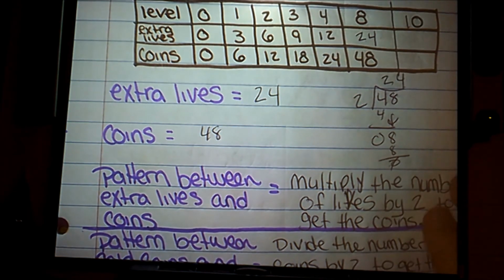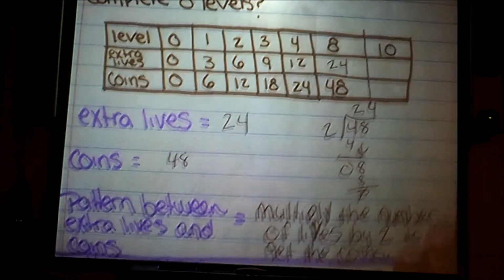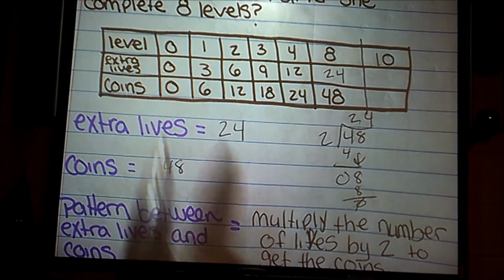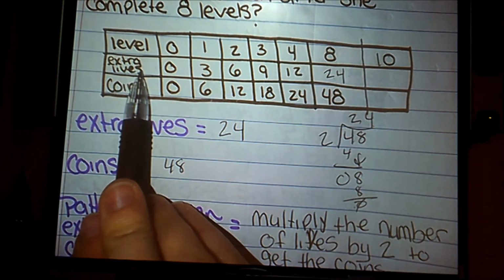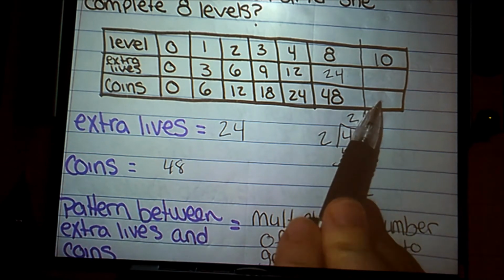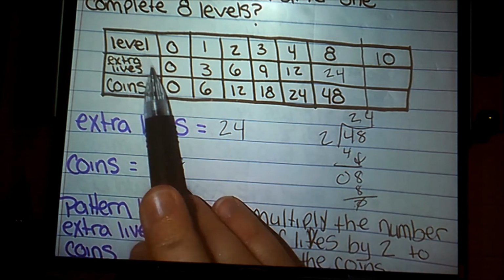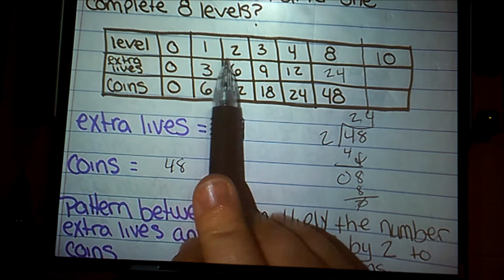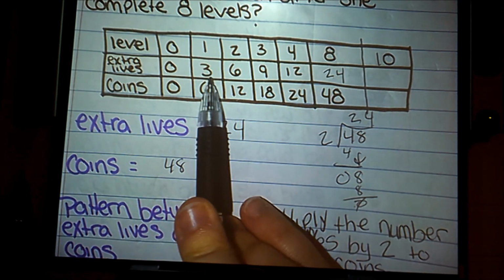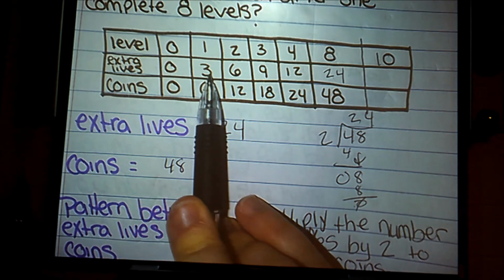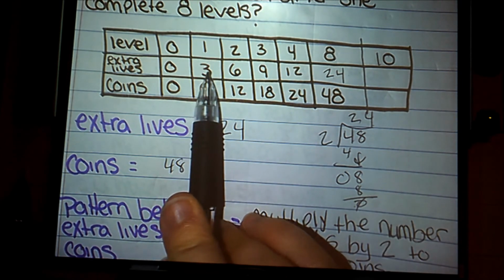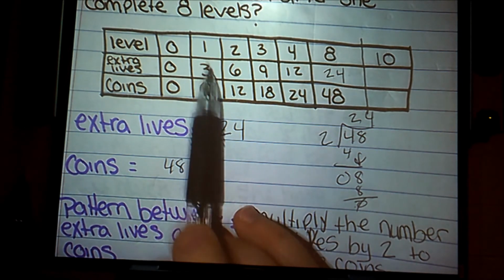Now let's check our 10th level. So let's find a correlation between our levels and our extra lives so that we can fill in this one, and then in turn fill in that one. What is my pattern between my levels and my lives? What am I doing? How did I get from that 1 to that 3? Maybe I added 2. 1 plus 2 equals 3. So let's see if that works the rest of it.